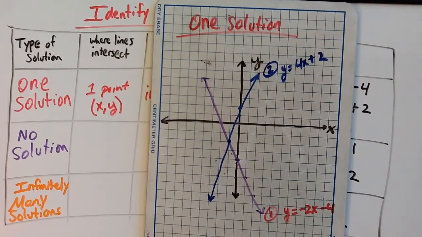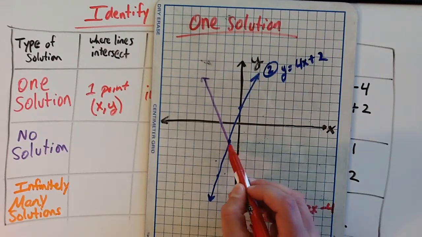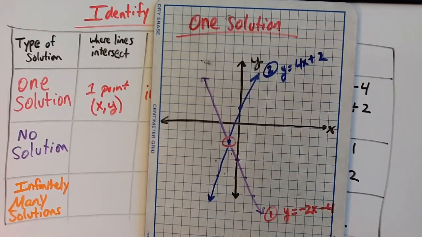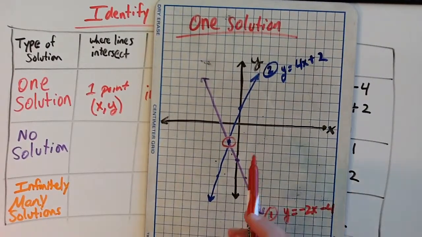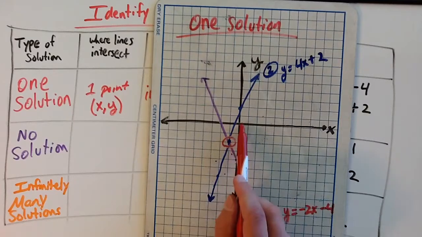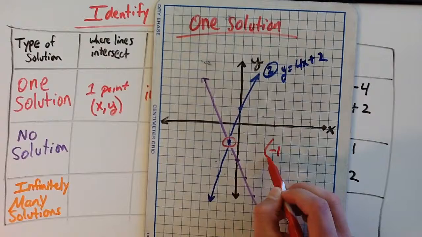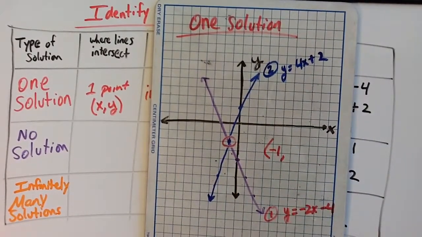And that one point that they intersect at is the solution to the system. And so as you can see, it is right here. And so we need the XY ordered pair where that point is. To figure that out, you always begin at the origin. And to get to this point, I need to go left 1. And if I go left 1, that is negative 1. So that is my x value, negative 1.